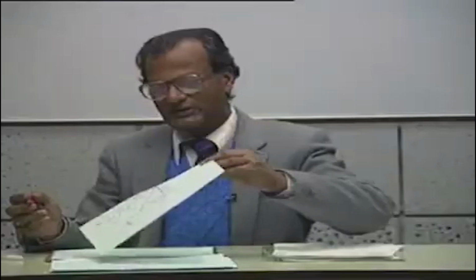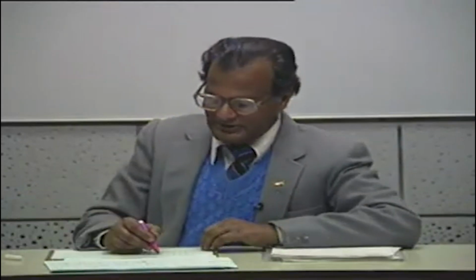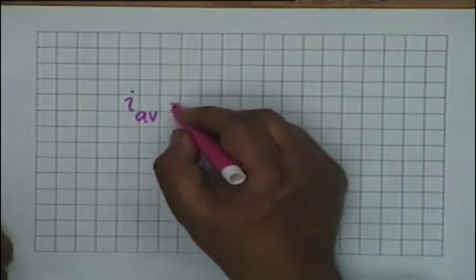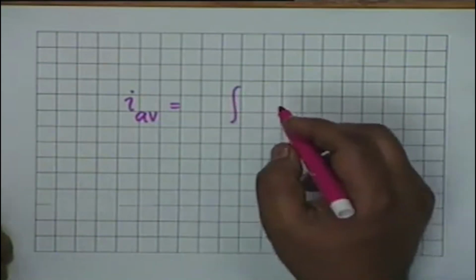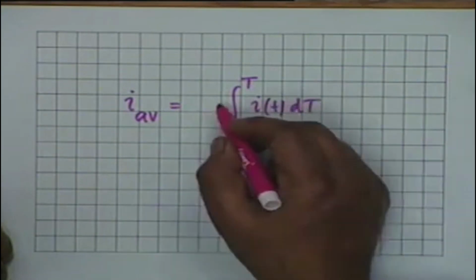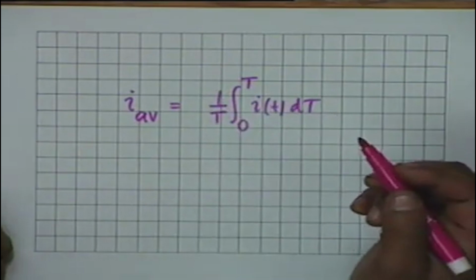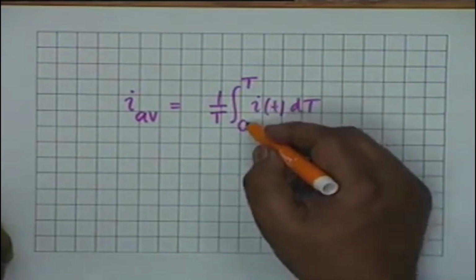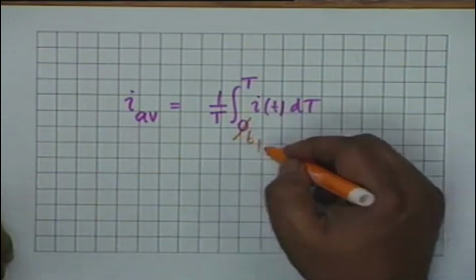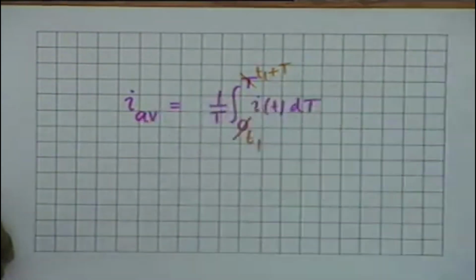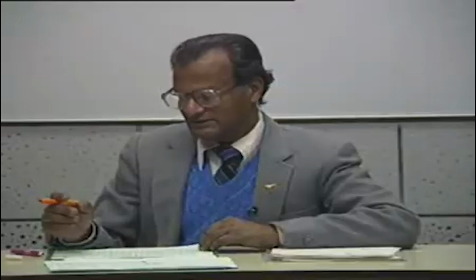In general, the average value of a periodic waveform, let's say I average, is equal to the integral, you integrate over one period 0 to T, i of t dt, and divide by capital T. This is the average value definition. Now, does it matter whether the lower limit is 0 or some other value? Can we have t1? Yes, then the upper limit should be t1 plus T. You can start anywhere, but you have to end after an interval of capital T. So this average value is independent of small t1.